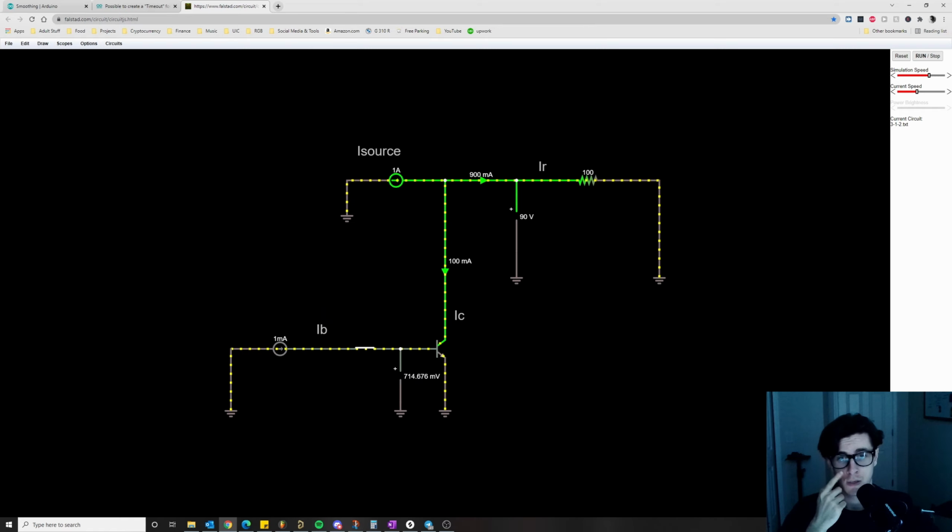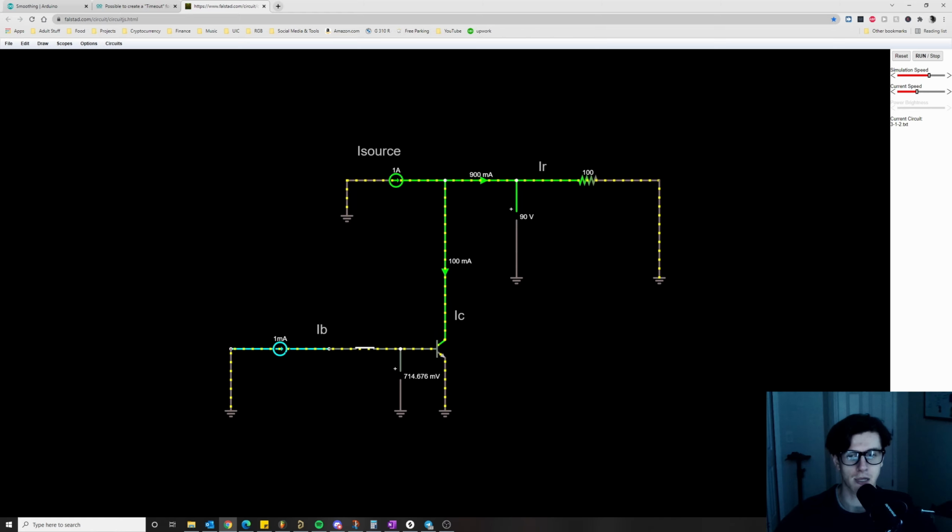no matter what your voltage source is. Here's another really good example of how you can use a transistor as a current sink. I have a 1 amp current source that splits into 2 branches. One branch goes down into our transistor, and the other goes through this 100 ohm resistor. IB is equal to 1 milliamp, so we can sink up to 100 milliamps of current. We have 1 amp flowing into this node, 900 milliamps exiting, and 100 milliamps exiting.